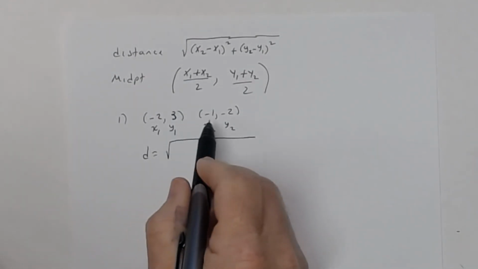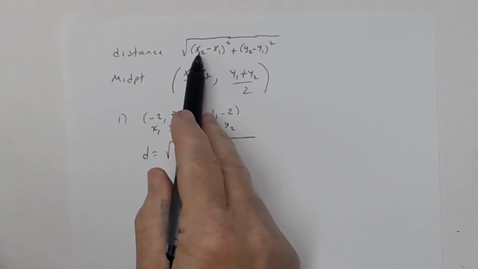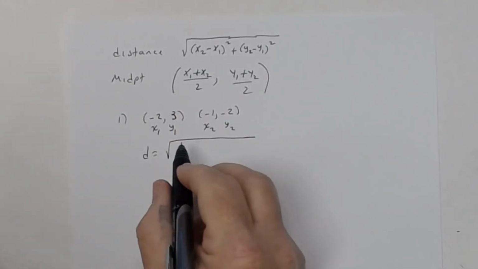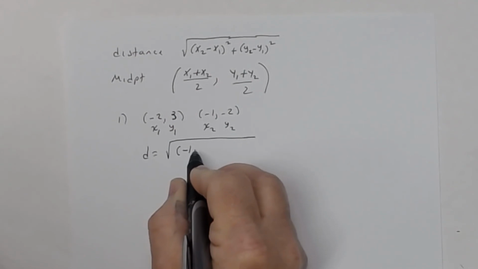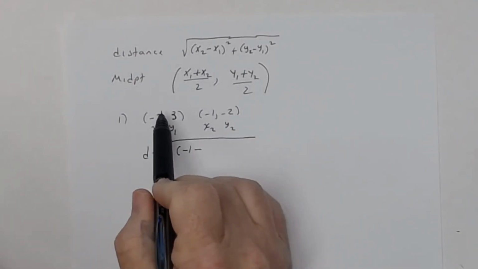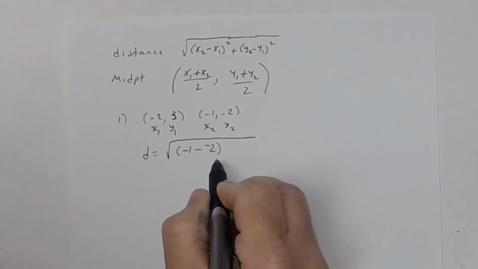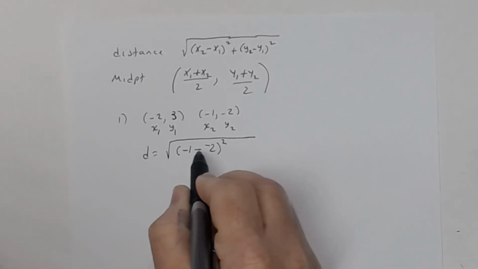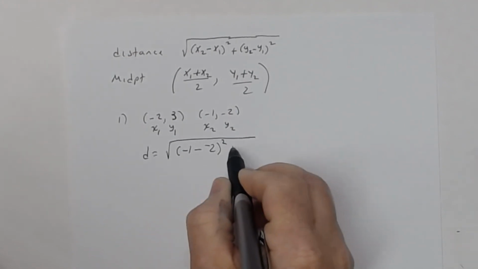Okay, so we're going to just go ahead and use this though. So we're going to say x2. So x2 in this case is a -1. Put that in parentheses. Subtract, that's what this says, subtract x1, and x1 here is a -2. So this is what it looks like so far. Then we're going to square that. Whatever that is, we're going to square it.